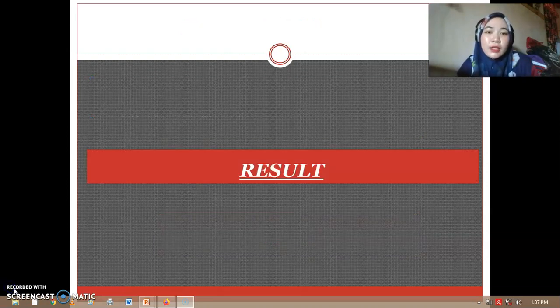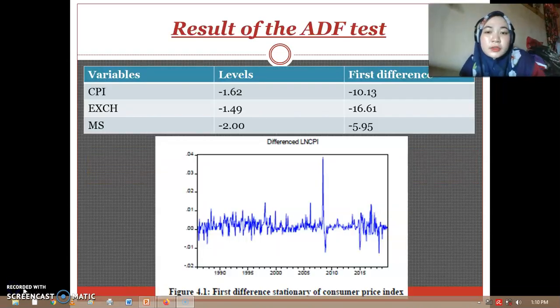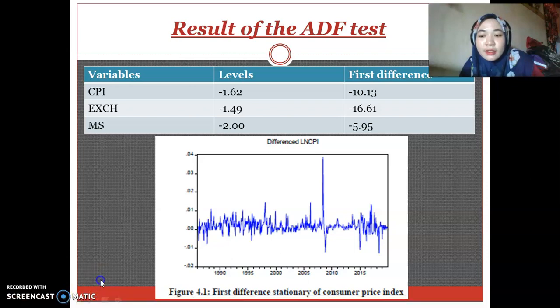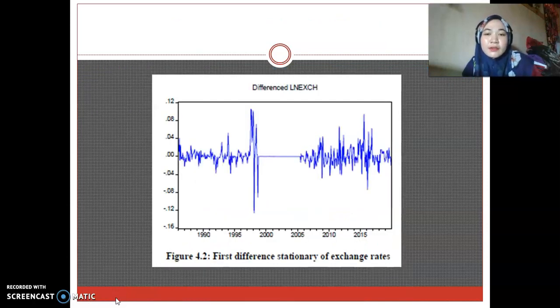Then we continue to the result for the ADF test. If you can see in the table, my result shows that my time series is non-stationary, and all have integrated at the first order. It is stationary at first order because the null hypothesis cannot be rejected, since all my variables are non-stationary in level.